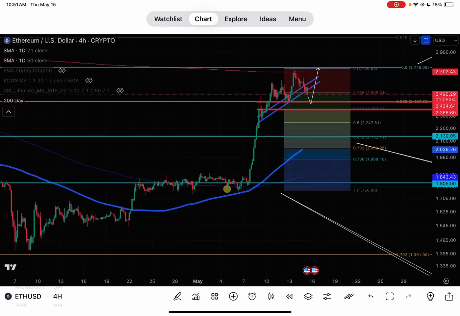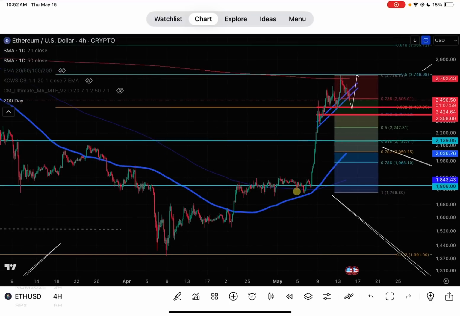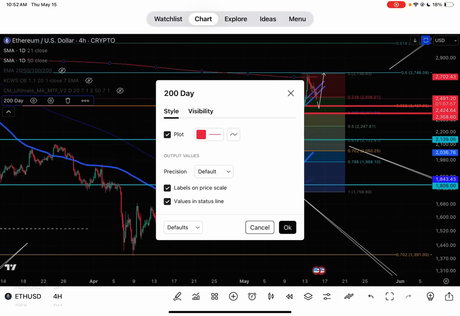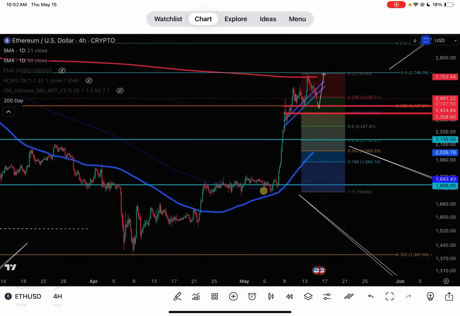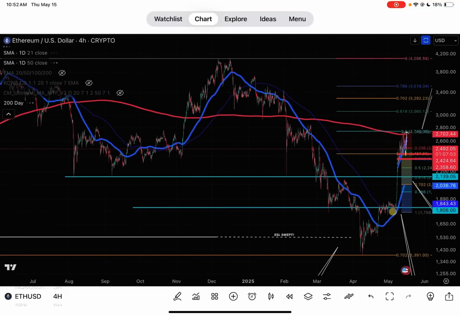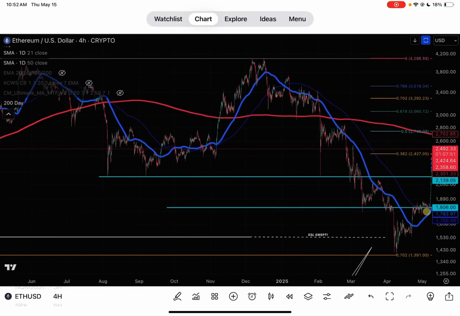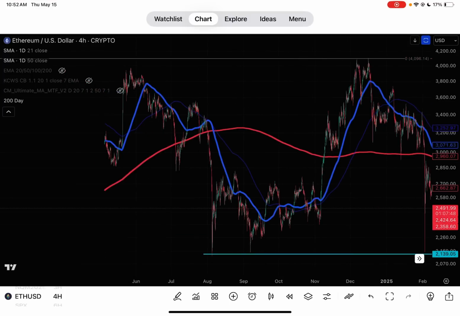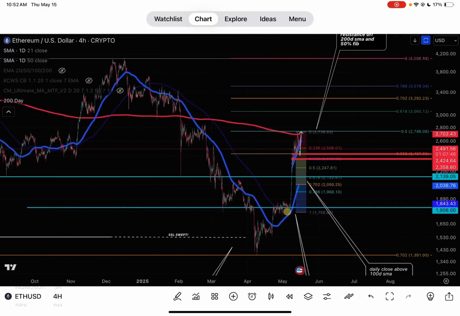Let's take a look at Ethereum over here today. And as you guys can see, we have rejected off of the 200-day moving average. You see this red line over here? This is the 200-day moving average, and we've also rejected off of the 50% fib, when we take a fib from the highs back in March down to these lows in April.